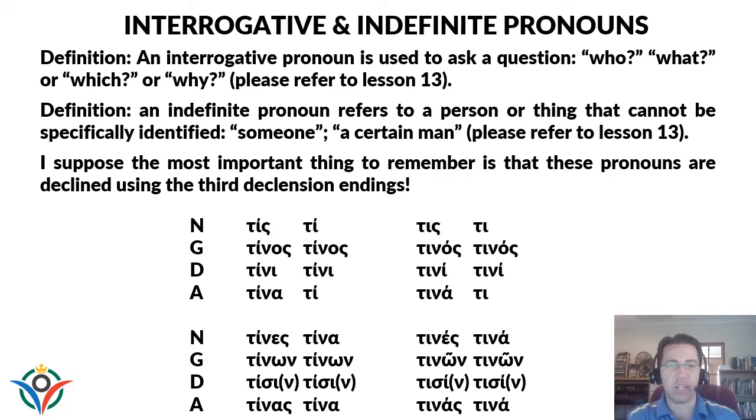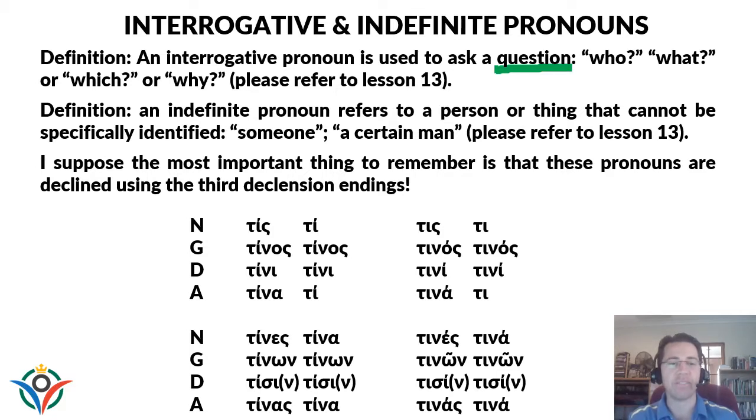So I'm not going to go through the reflexive and reciprocal pronouns again because we've covered those in our lesson already. So let's move on to I of our acronym DRIP, which is the interrogative and indefinite pronouns. So let's take a look at a definition for each one. Firstly, an interrogative pronoun is used to ask a question. So for example, who, what, which, or why.